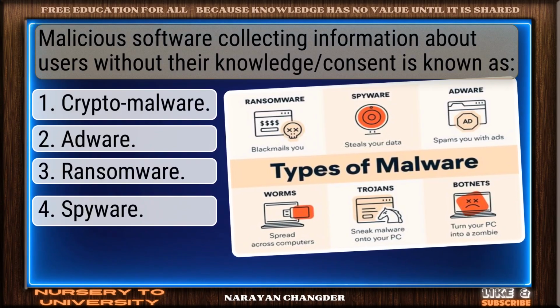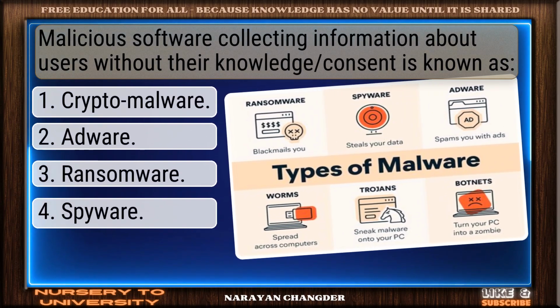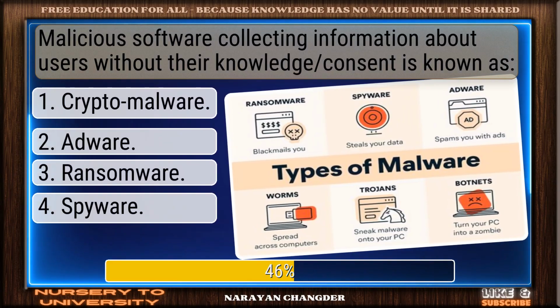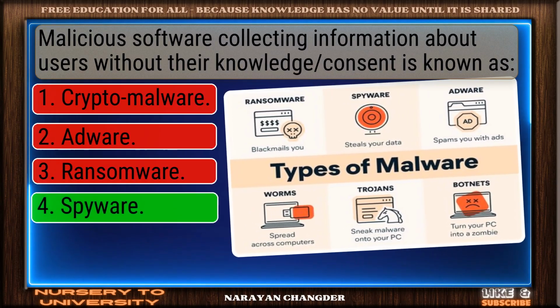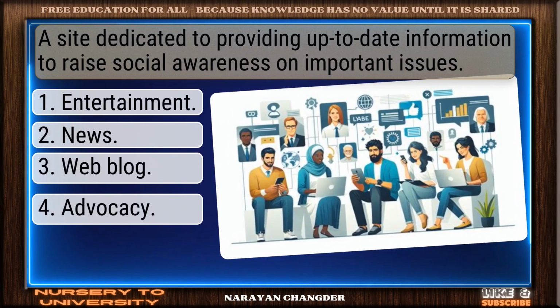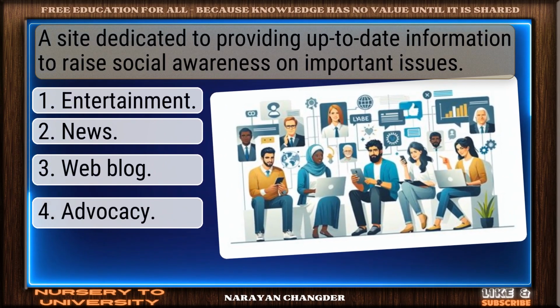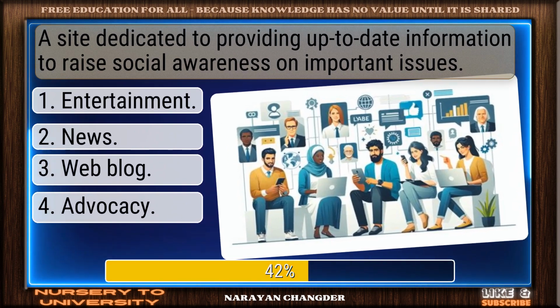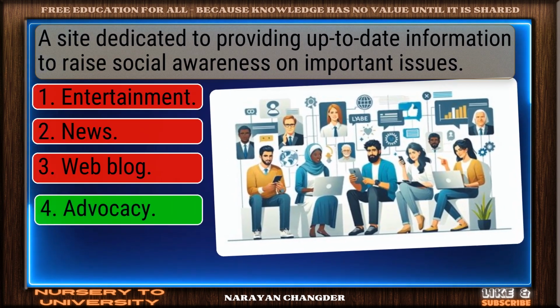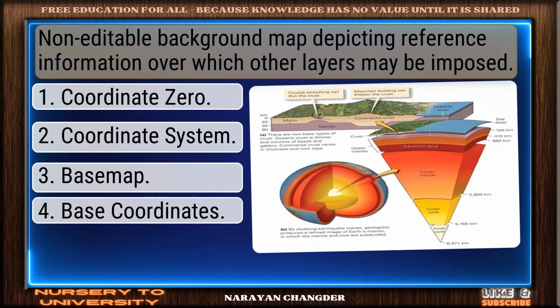Malicious software collecting information about users without their knowledge or consent is known as. You're right. Spyware is correct. A site dedicated to providing up-to-date information to raise social awareness on important issues. Nice selection. Advocacy is correct.